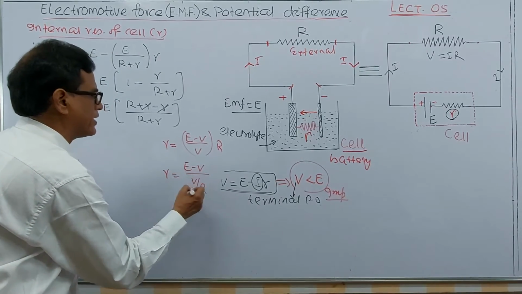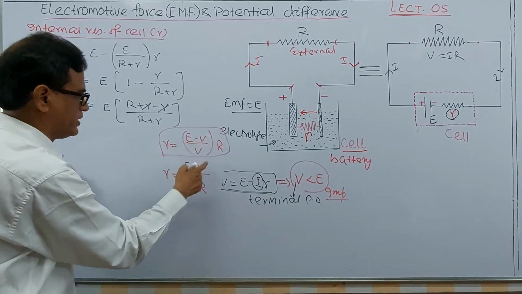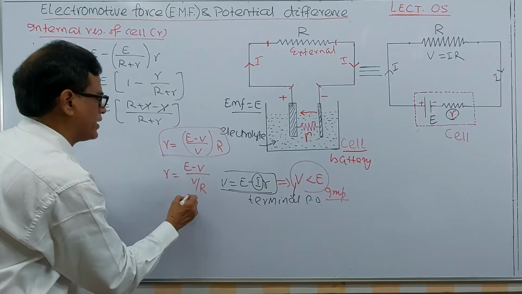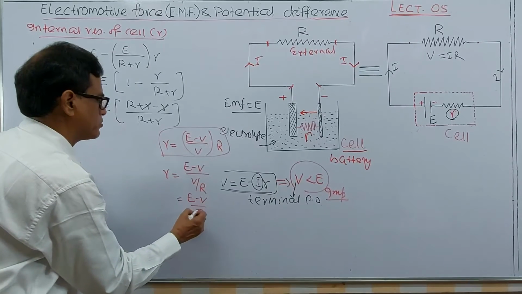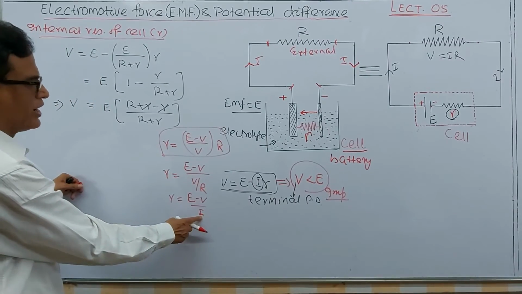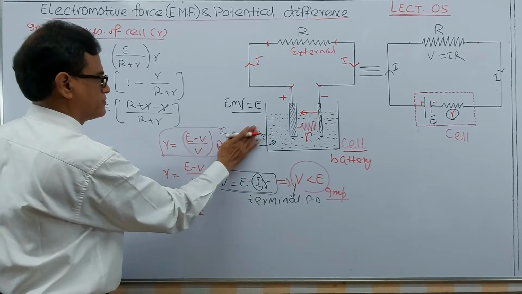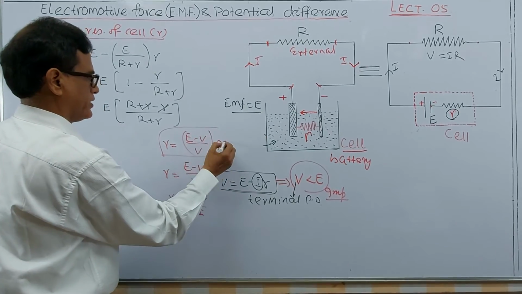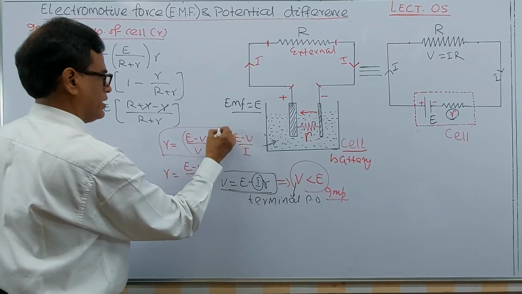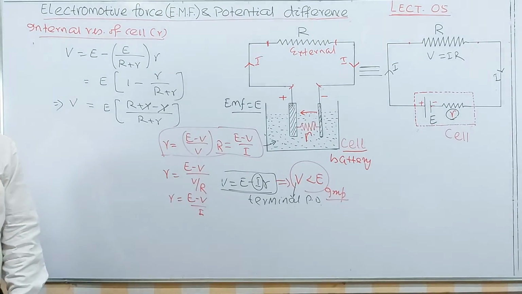V by R, can I write like this? This is the main formula: E minus V by V divided by R. But V by R is equal to I, current, so E minus V divided by I. I is equal to V by R. So that R equals to this. This you can write equals to E minus V by I. This formula you should remember.